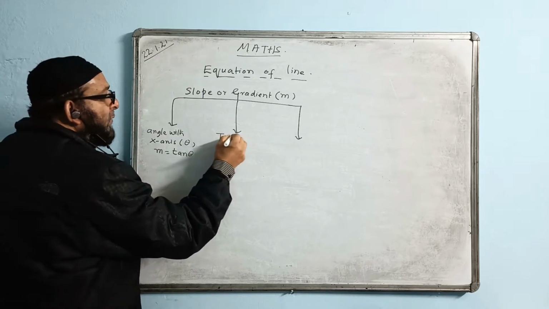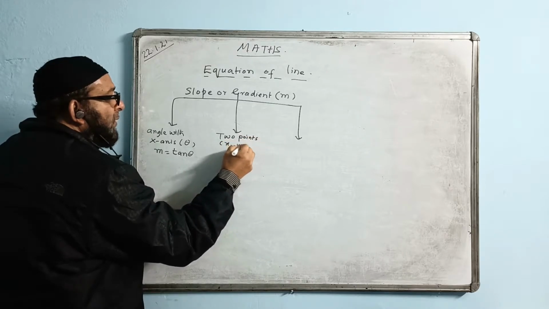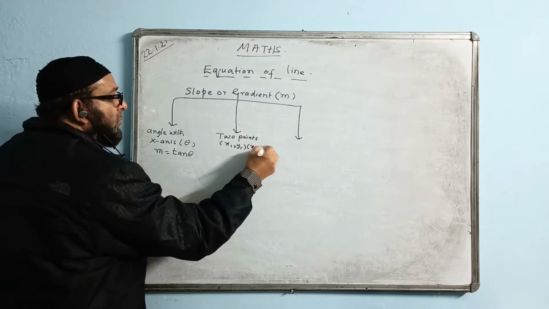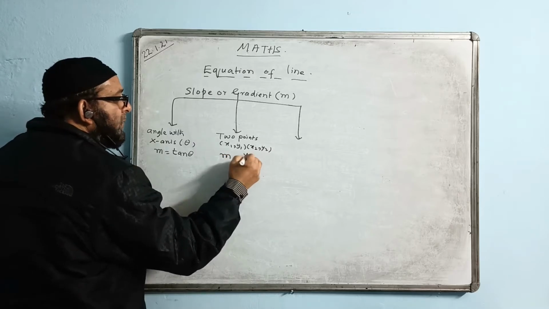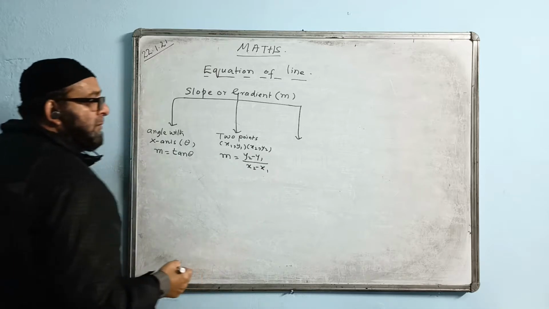When 2 points are given and we have to find the slope, with points x1, y1 and x2, y2 given, the slope formula will be y2 minus y1 by x2 minus x1.